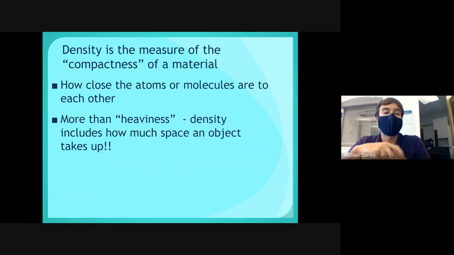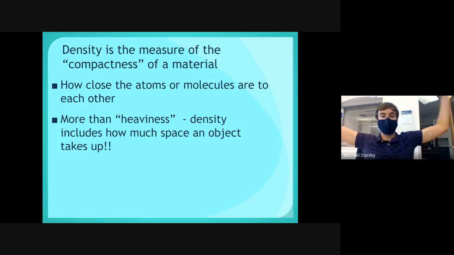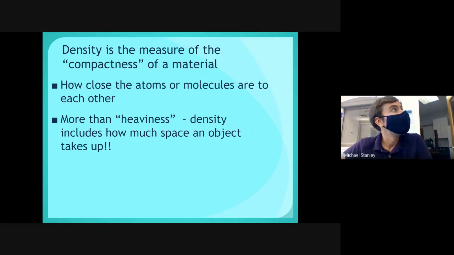Whereas something like a refrigerator, which is very heavy, but it's also very big, a very large structure, might not be as dense. Sure, it's heavier than that 50-pound weight, but it also is a lot bigger. So density, again, is not just heaviness. That's the one thing that people get confused about. It's related to weight and mass, but that's not the only thing that goes into it. It also depends on how much space an object takes up, the volume of an object.